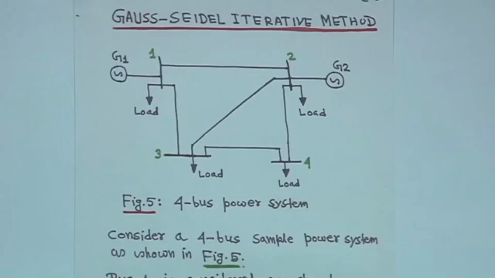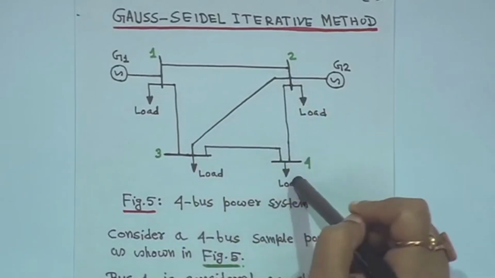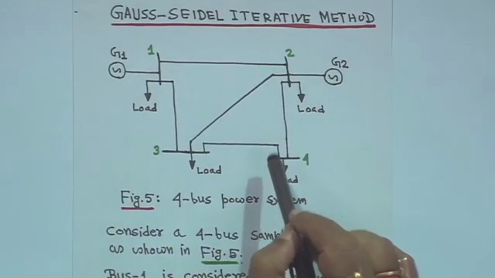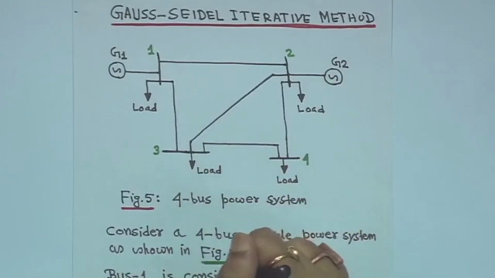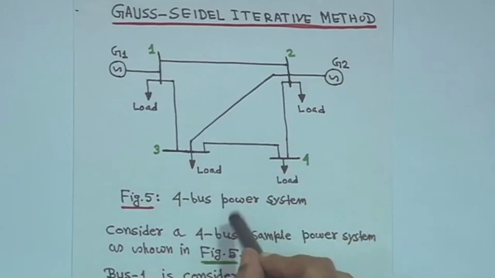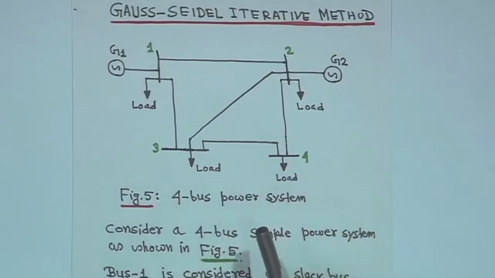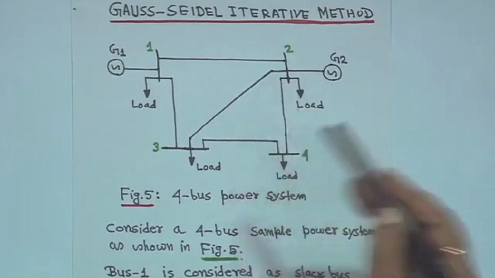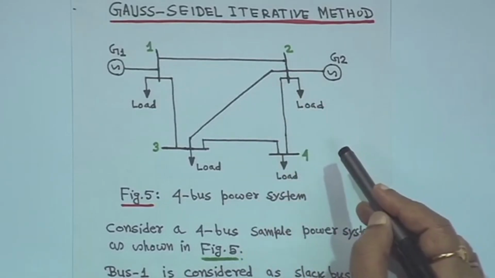Okay. Then let us start with the Gauss-Seidel iterative method. For that we will consider a 4 bus power system: bus 1, bus 2, bus 3, bus 4, with generator 1 and generator 2. Generally, all generators have their transformer, which then connects to the high voltage side.